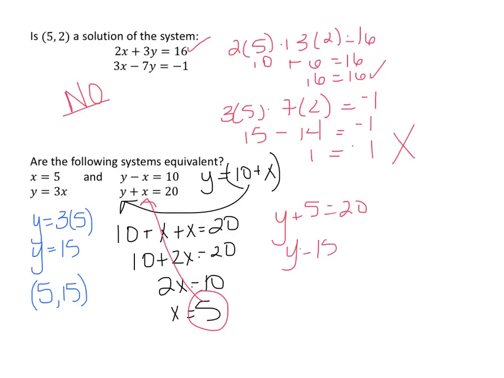So the solution on this system is 5, 15. So these systems are equivalent.